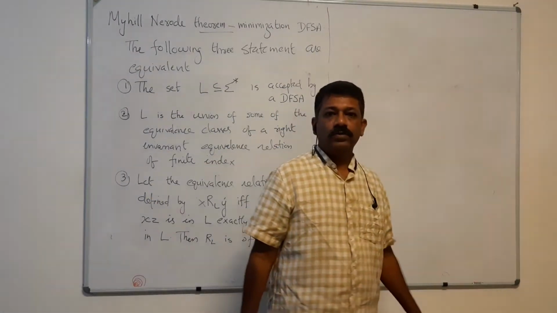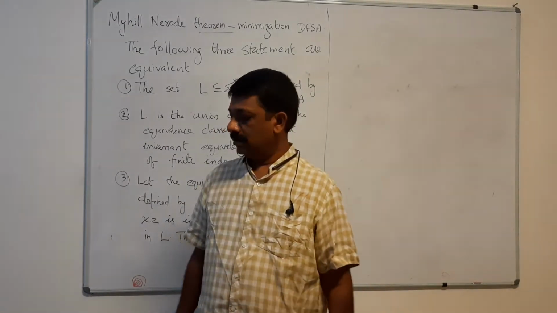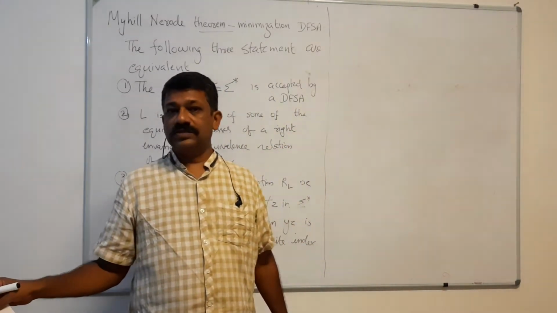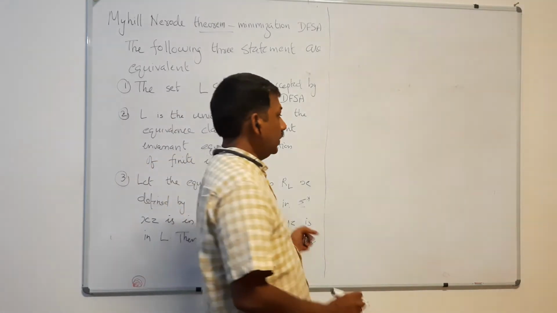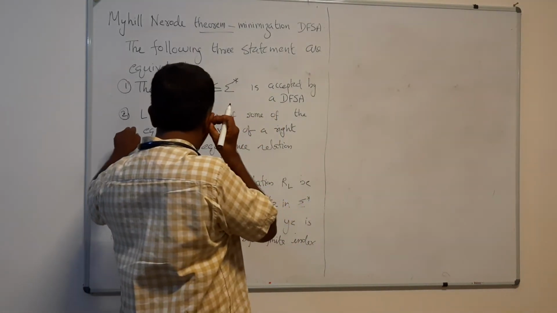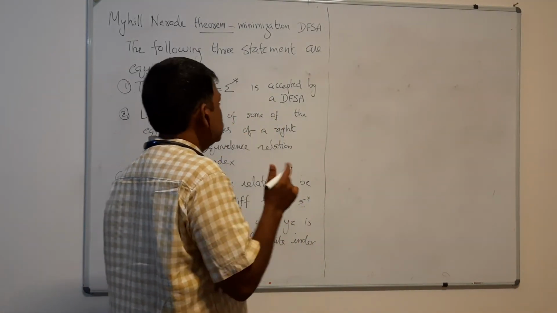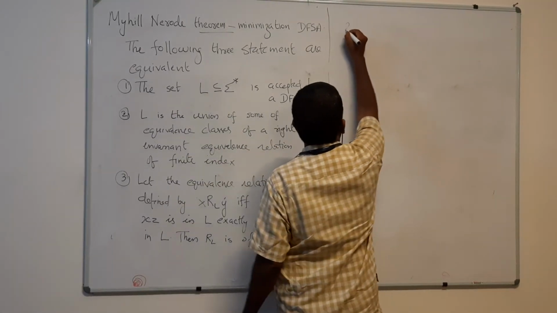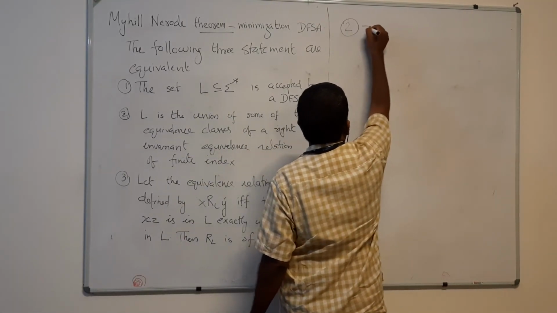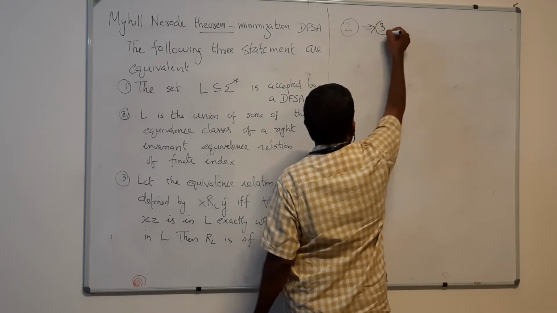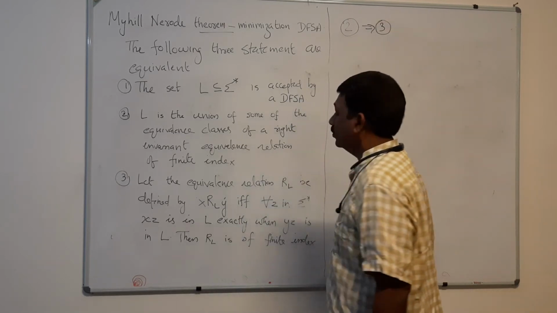Now you have to prove that 2 is equivalent to 3. That means now you have to prove that the second statement is related to the third statement. That is, 2 is equivalent to 3. This is what you are going to do.